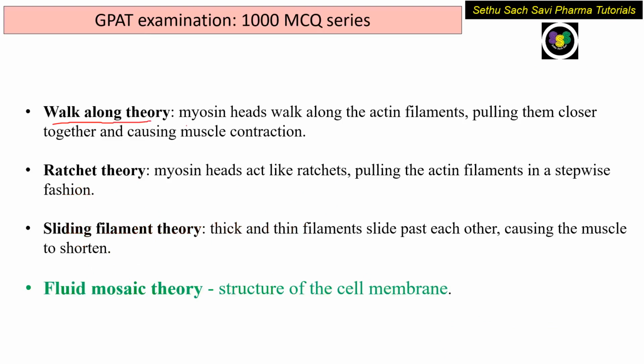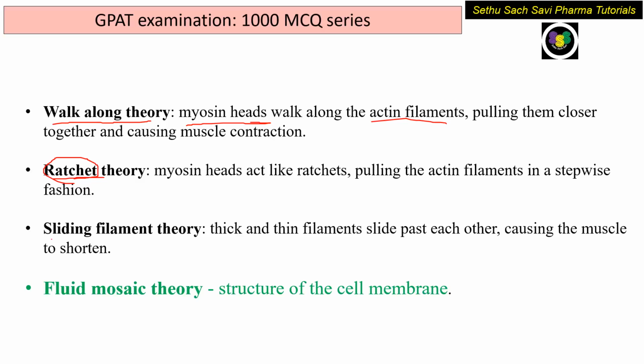In walk along theory, what are we saying? We are saying that the myosin head walks along the actin filament. Because of this, there will be a pulling, and this pulling will result in muscle contraction. In ratchet theory, the myosin head will act like a ratchet, and it will pull the actin filament in a stepwise manner.